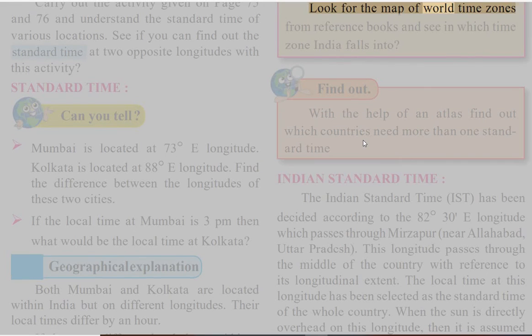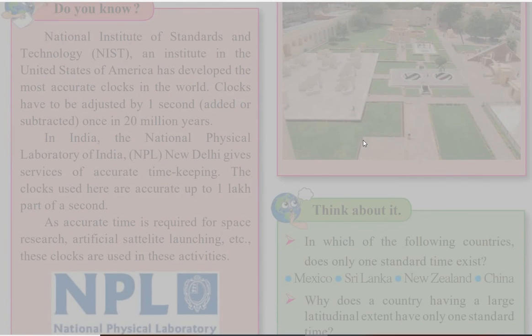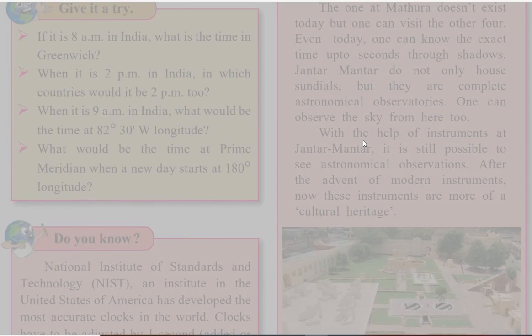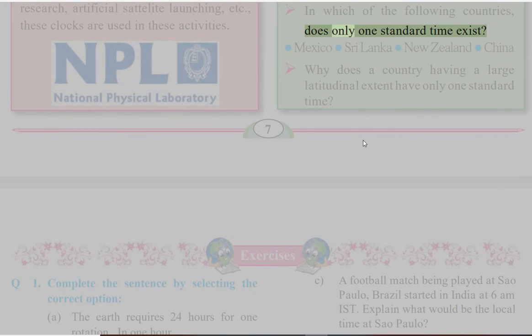Look for the map of world time zones from reference books and see in which time zone India falls into. Think about it. Do you know? Give it a try. In which of the following countries does only one standard time exist? Mexico, Sri Lanka, New Zealand, China. Why does a country having a large latitudinal extent have only one standard time?